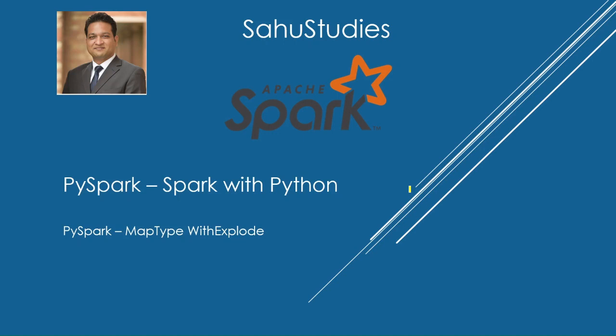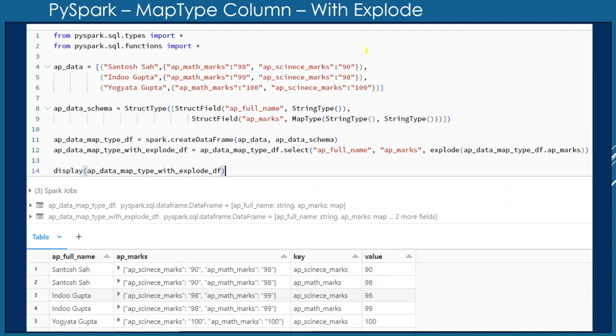In this video, we are going to see how the explode function works with a column of map type. We have seen in our earlier video what the explode function generally does. If you haven't watched that video, please go and watch it.